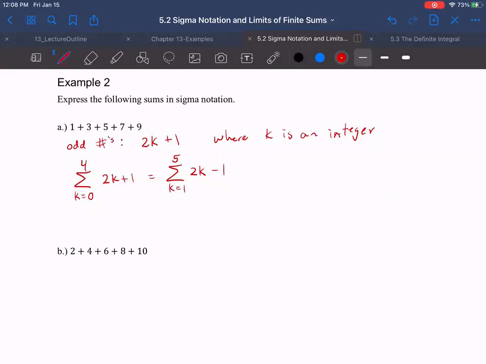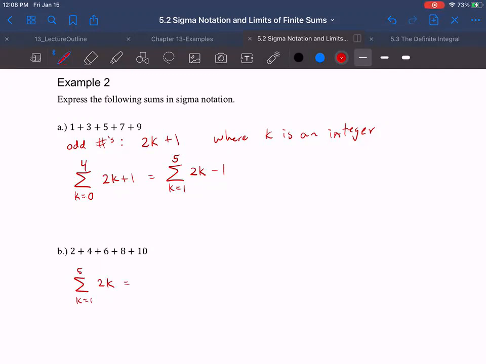All right, let's take a look at this one here. So we have 2 plus 4 plus 6 plus 8 plus 10. So we're going by what here? 2s, and they're all what? Even numbers, and they're consecutive even numbers, just like the last one was consecutive odd numbers. So to do that, hopefully pretty simple. We just have to remove the plus or minus 1, right? 2k. And then we start at what? k equals 1 and go up to 5.